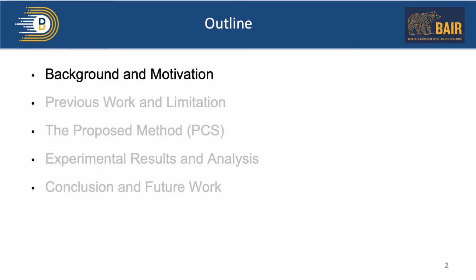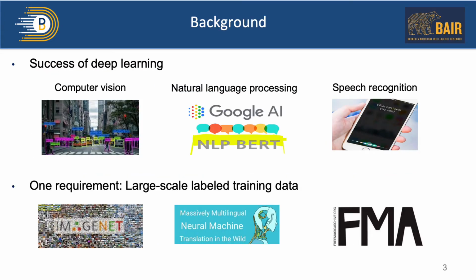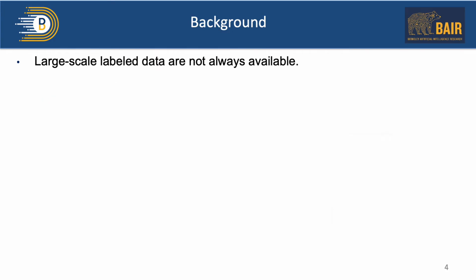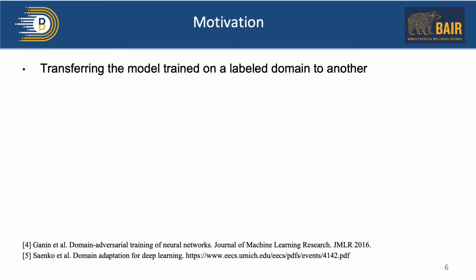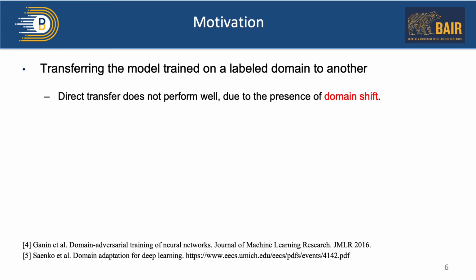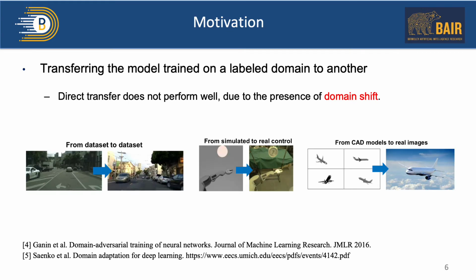First, background and motivation. Deep learning has achieved remarkable success in many areas. However, training deep neural networks requires large-scale labeled training data. Yet, in many real-world applications, large-scale labeled datasets are not always available, as labeling is expensive, time-consuming, and difficult. We may consider transferring the model trained on a labeled source domain to another unlabeled target domain. However, direct transfer does not perform well due to the presence of domain shift, which widely exists.